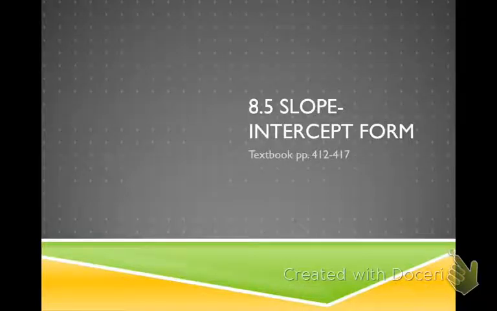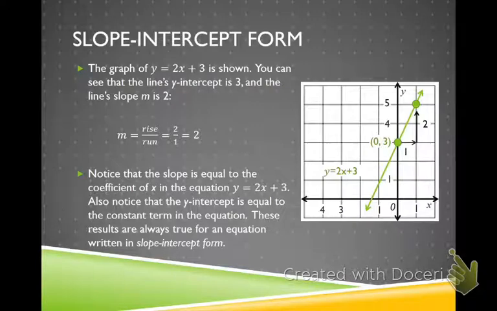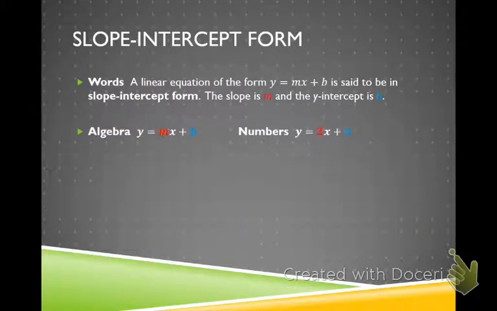So today we're in section 8.5, slope-intercept form. All right, the first thing you need to know is what slope-intercept form is. We have it written right here on the board. You've already written it down. It's y equals mx plus b. That's the algebra form of it. And we have to know what each part of the formula means.